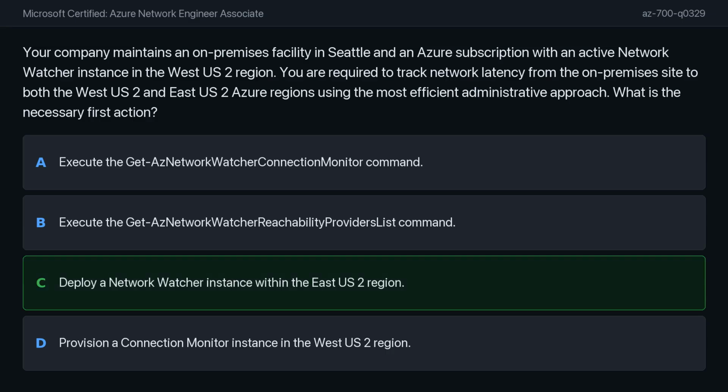In my view, the correct answer is option C. Deploy a Network Watcher instance within the East US2 region. This is the correct first step because Network Watcher is a regional service in Azure. To utilize monitoring features like Connection Monitor for connectivity reaching into a specific Azure region, a Network Watcher instance must exist in that region. Since you already have one in West US2, but need to monitor latency to East US2 as well, you must first provision the Network Watcher service in the East US2 region.